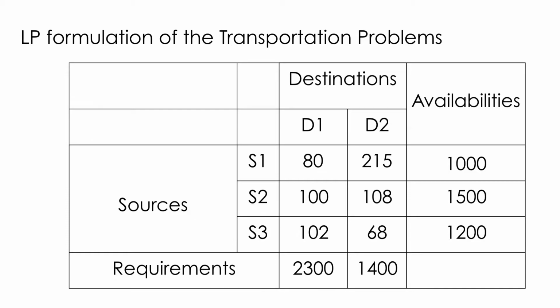The number 80 is the cost of transporting one item from the source S1 to the destination D1. Likewise, 215, 100, 108, 102, 68 are the costs of transporting one item from the respective source to the respective destinations. The numbers 1000, 1500 and 1200 are the total available resources in the sources S1, S2 and S3 respectively. The numbers 2300 and 1400 are the requirements in the destinations D1 and D2 respectively.